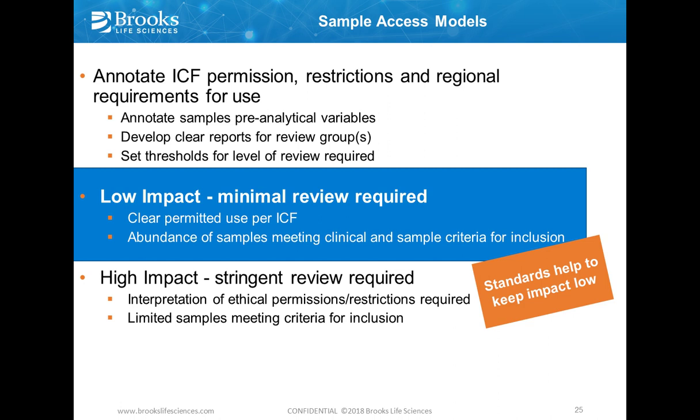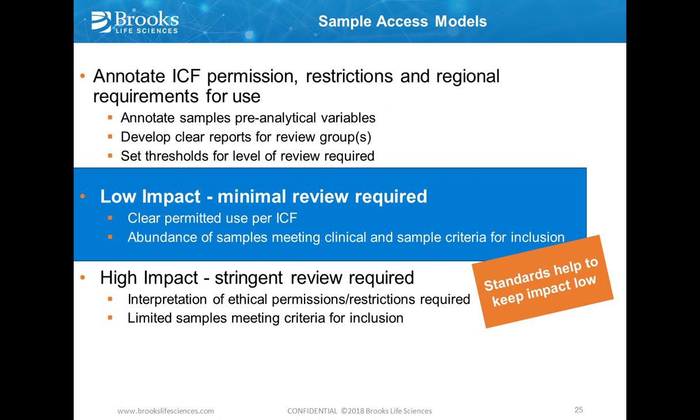So, sample access model. Basically we need to annotate the sample pre-analytical variables, and we need to have a clear picture and develop clear reports for reviewing groups, meaning we group all the samples and studies according to the usage, what is allowed. Set a threshold for the level of review required. Like a legacy sample, we need much more review effort than we would need for our studies where we had our standards in place and where we can be sure that the standards were followed globally, from country to country, that the ICF didn't change in wording and meaning.